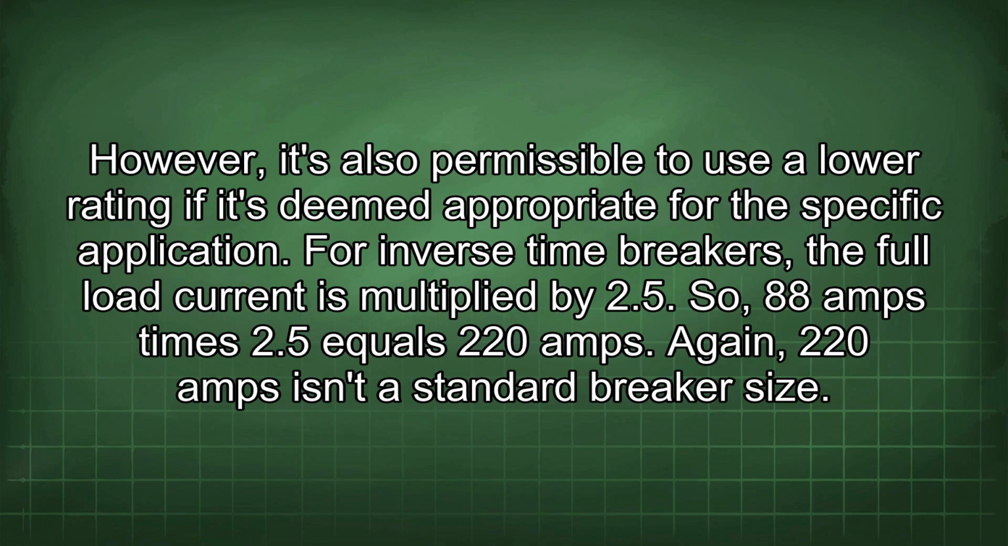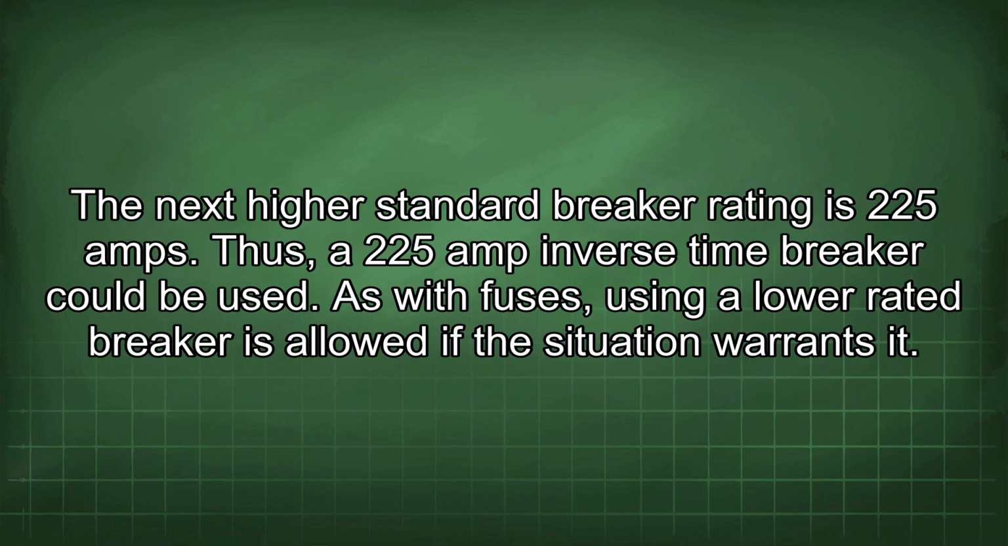For inverse time breakers, the full load current is multiplied by 2.5. So, 88 amps times 2.5 equals 220 amps. Again, 220 amps isn't a standard breaker size. The next highest standard breaker rating is 225 amps. Thus, a 225 amp inverse time breaker could be used. As with fuses, using a lower rated breaker is allowed if the situation warrants it.